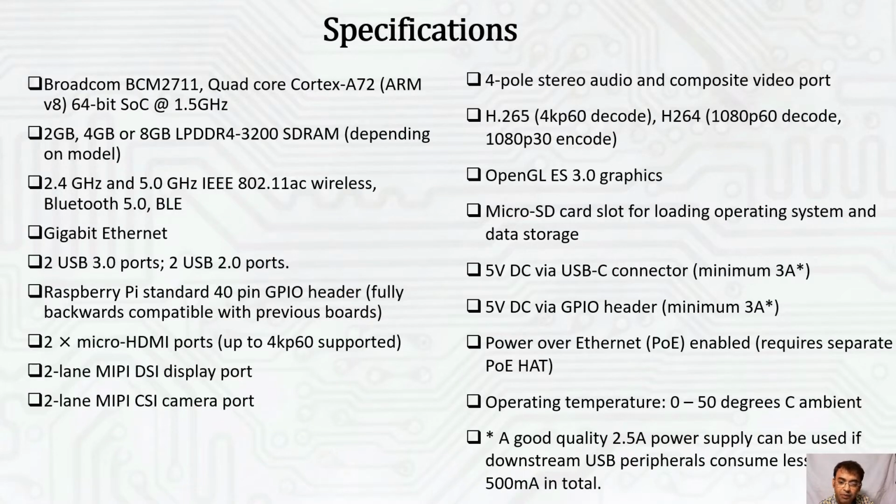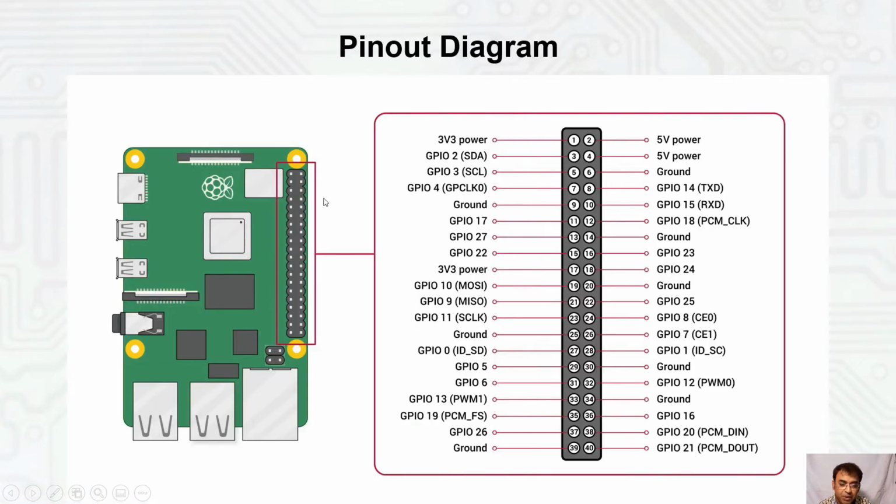This is the gigabit Ethernet. Okay, these are some of the important points you can go through from here. This is the pinout diagram. Already I told you 40 GPIO pins. You can see, guys, that you have to remember this thing to connect your different components like sensors, devices, motors, and etc.